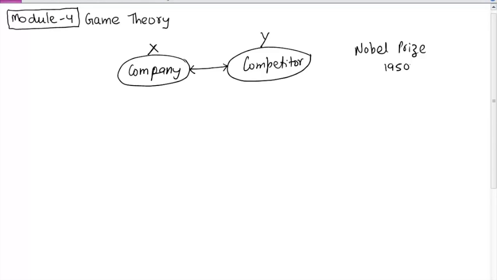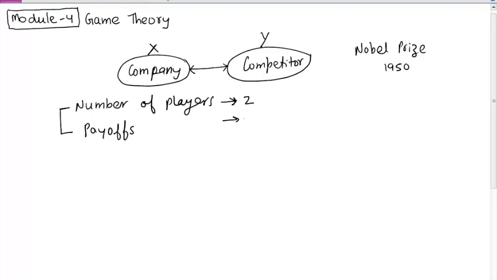Now, in this chapter, we are going to look at situations where number of players will be 2. So we are only looking at situations where there are only 2 players involved, X and Y. And associated with those 2 players and the strategies they are using, we look at payoffs. And we basically use a special case where payoffs are in the form of zero sum. So the total payoff is always 0.